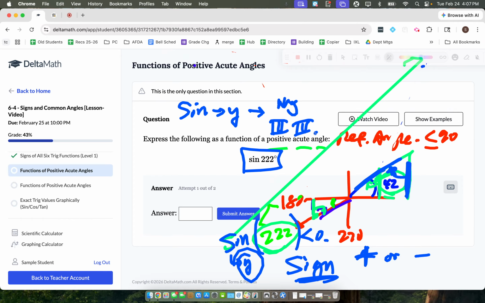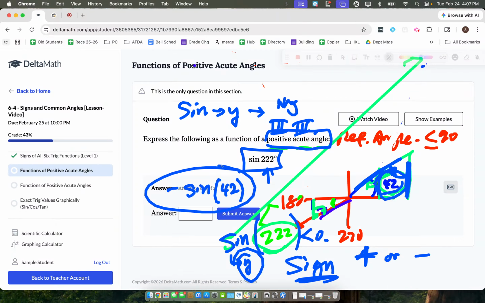Okay, so how do you do that? Well, first get the ratio out of it. They only want you to use positive acute angles. Fine, let's use 42, because we know that's based on the same triangle, sine of 42, but we've got to make it negative. Then it will be equivalent to sine of 222, because it will have the ratio, but it will also have the sign. Negative sine of 42.